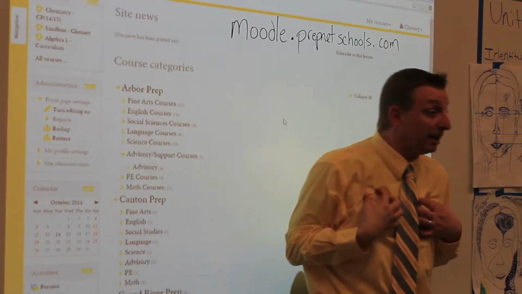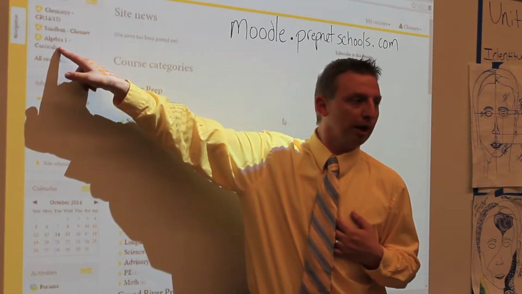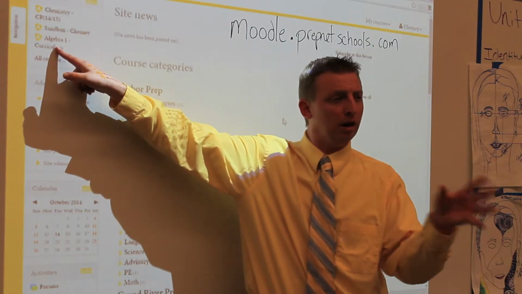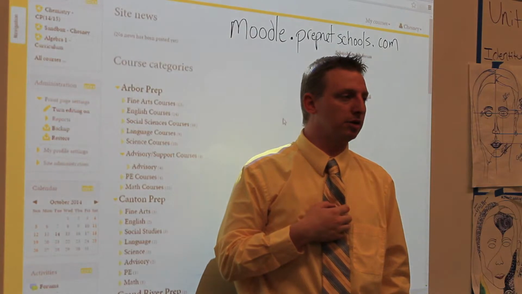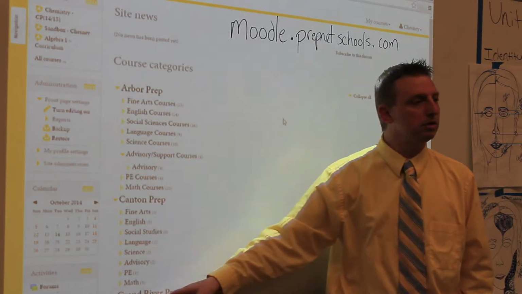So I am technically, right now, enrolled in Algebra 1, so my Algebra 1 is showing up over here, because I've been helping the math teacher with some things, I've been looking at some things, so I wanted to be a student in that class. So it's showing up on the left side of my screen. But I can go to any of these.